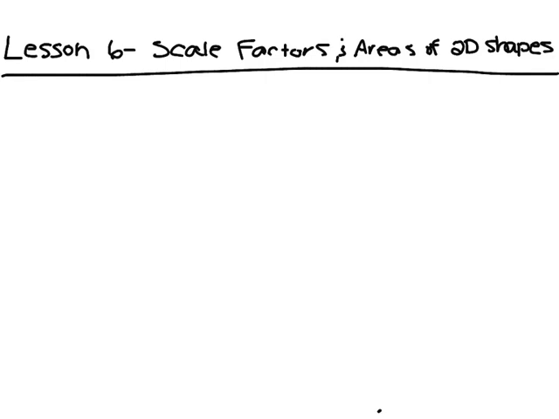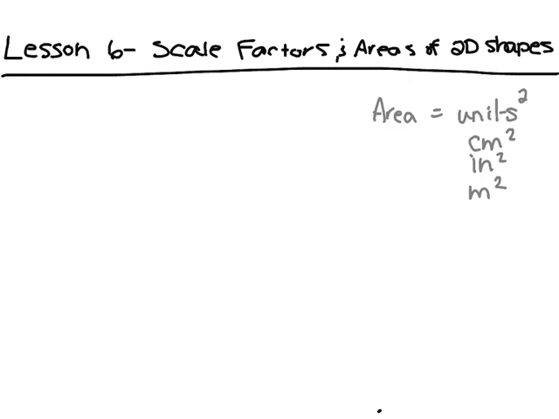Lesson 6, scale factors and areas of 2D shapes. So what you need to remember is that an area is always going to be units squared. So it could be centimeters squared, inches squared, meters squared, any unit squared. And the reason it's squared is because you're taking one length and multiplying it by a second length to find it. And you have a formula sheet of all the different areas in your booklet if you don't remember those formulas.